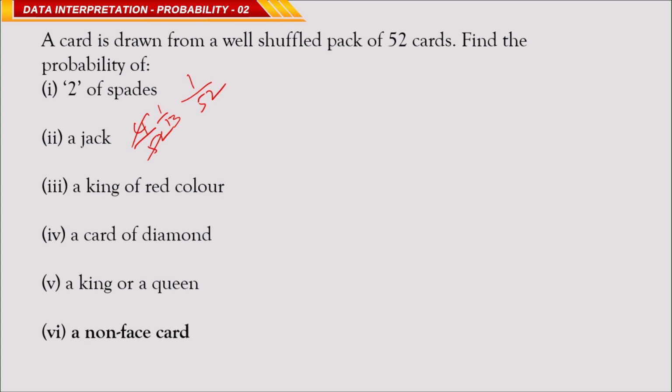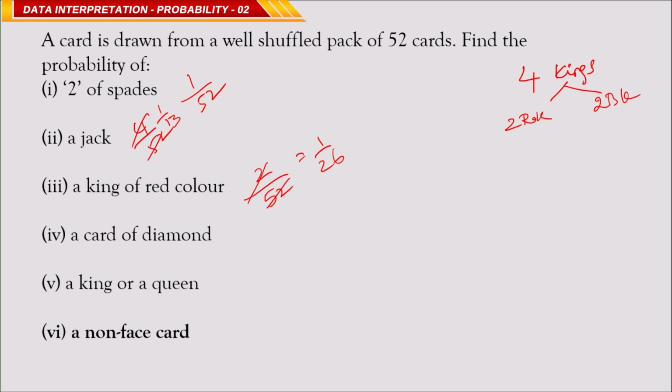Next, a king of red color. Actually, there are 4 kings. Among these 4 kings, 2 are red kings and 2 are black kings, correct. So, what is the given question? A king of red color means favorable outcomes is 2, total outcomes is 52. So, answer is 1 by 26.